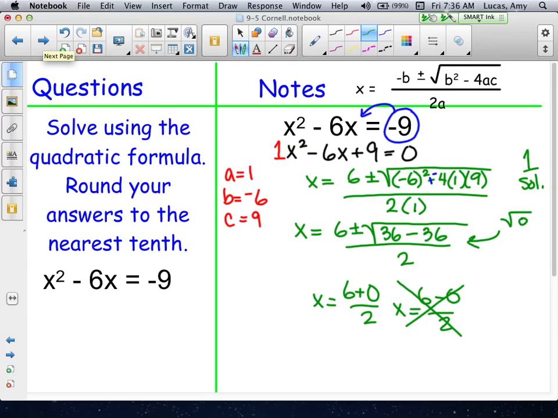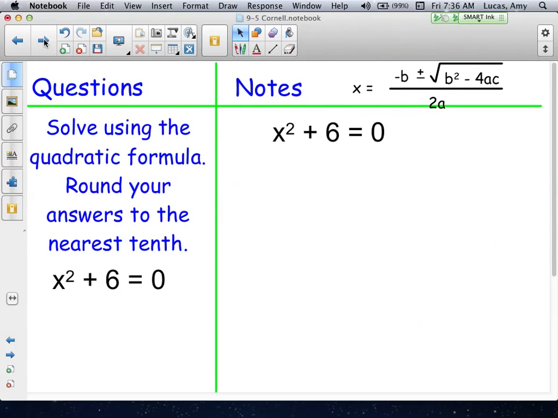6 plus 0 is 6. 6 divided by 2 is 3. So my only solution is x equals 3. So this quadratic would have just one x-intercept, or the vertex. The vertex would be sitting on the x-axis at 3.